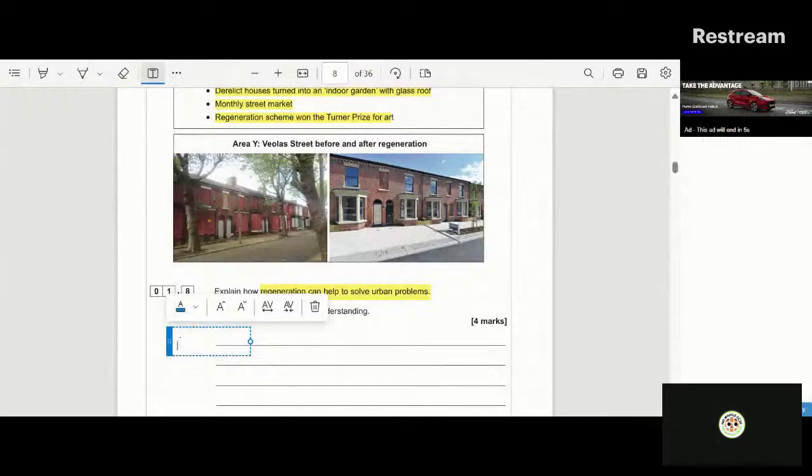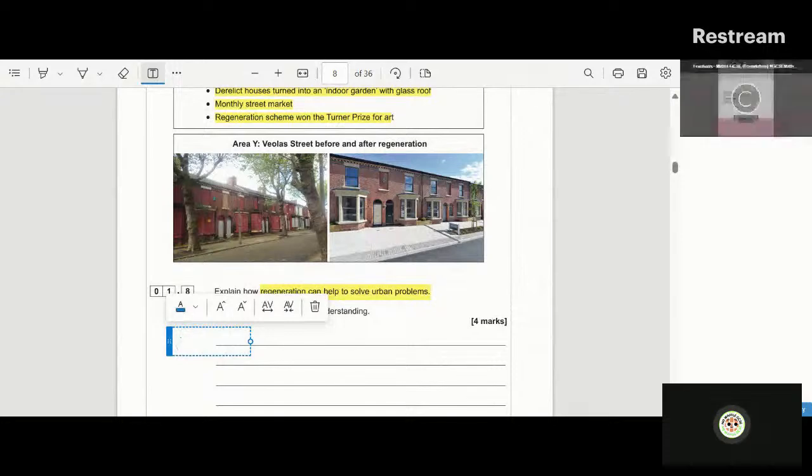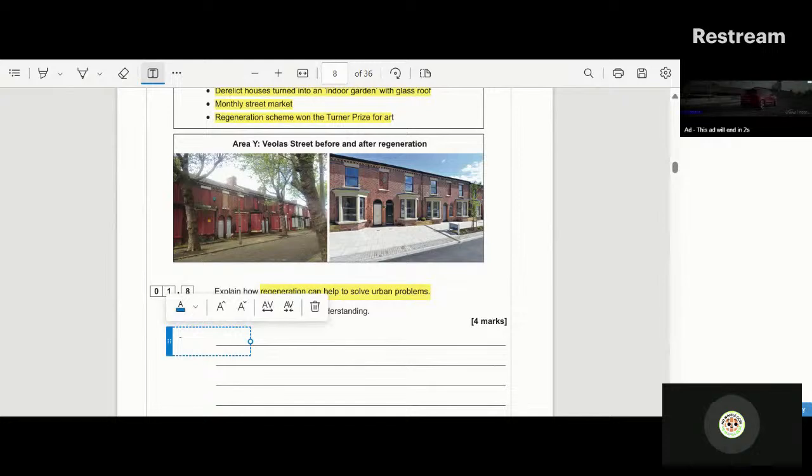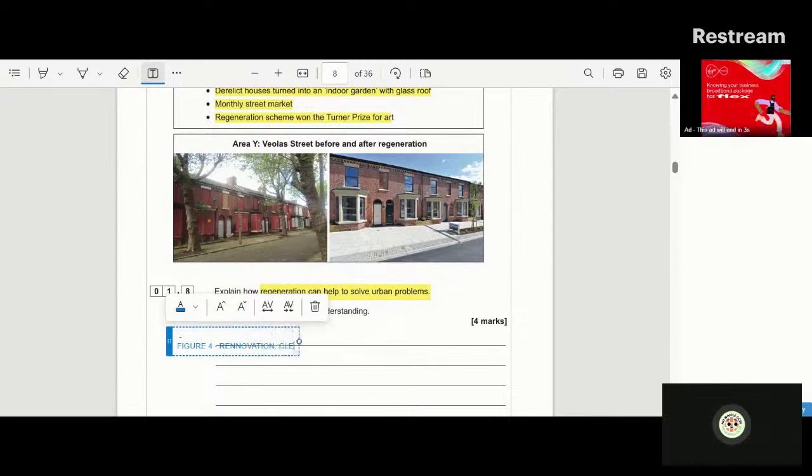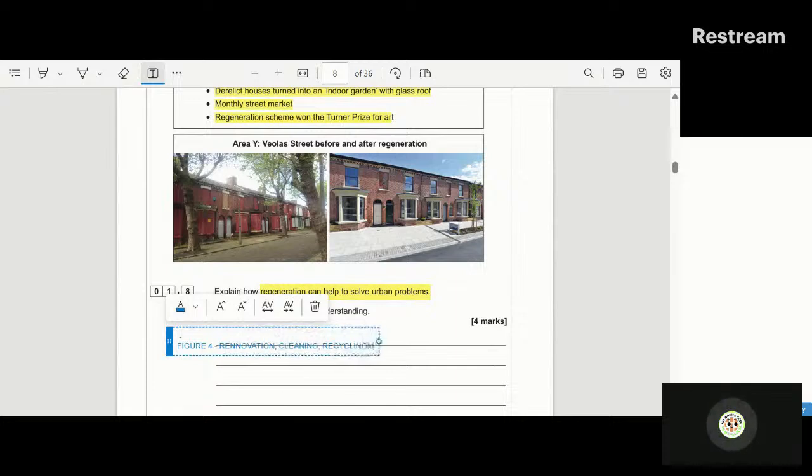Looking at figure 4, what can we discuss? Well, you can see that you've got before and after regeneration. The roads seem to be a lot smoother. The pavement is redone, so there's less footpath erosion. You can see that there's been a lot of investment into the public resources there. There's also a lot less litter, so it's much more clean. Your main point from figure 4 is that there's been renovation, cleaning, recycling, more sustainable. As you can see, there's less litter, any of those possible things.